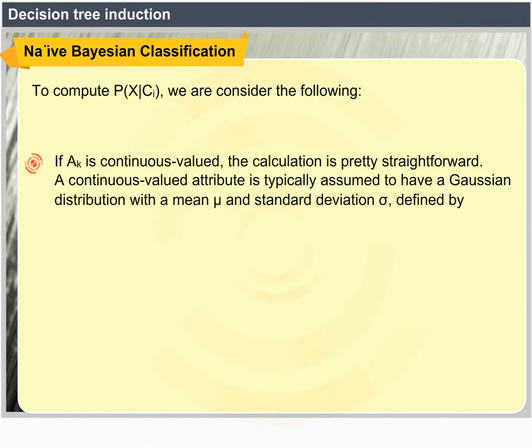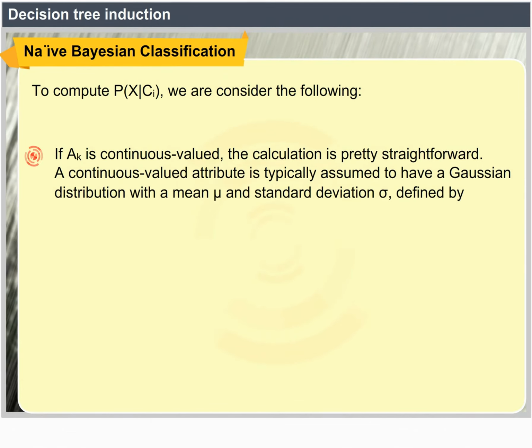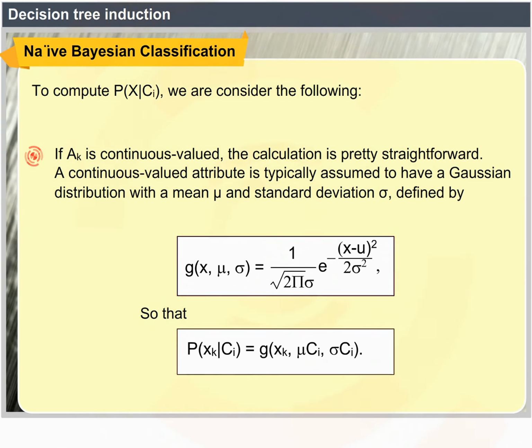in D. If Ak is continuous valued, then we need to do a little bit more work, but the calculation is pretty straightforward. A continuous valued attribute is typically assumed to have a Gaussian distribution with mean mu and standard deviation sigma, defined by g(x, mu, sigma) = 1 / (square root of 2 pi sigma) × e to the power of minus (x minus mu) whole squared divided by 2 sigma squared, so that P(xk|Ci) = g(xk, mu Ci, sigma Ci).